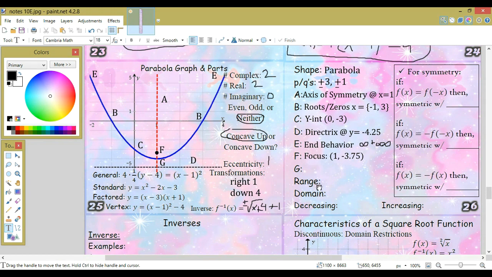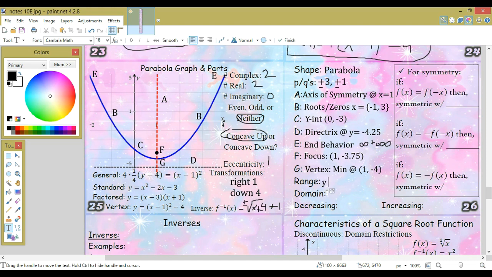G is your vertex. In this case, it's a minimum. If it was a high vertex, it would be a maximum. But this is a low vertex. It's at 1, negative 4. A lot of times when it's asking for maxes and mins, it just wants the y values. It also helps you find the range. The range for this graph would be from negative 4 to infinity.